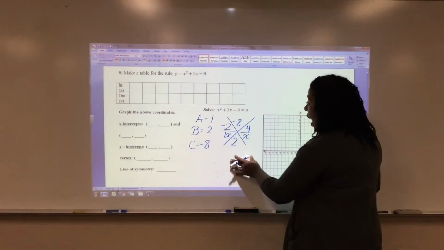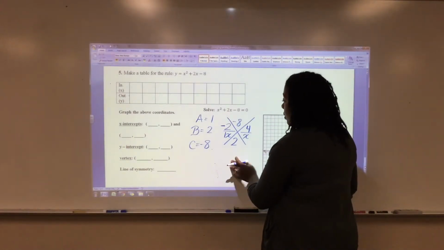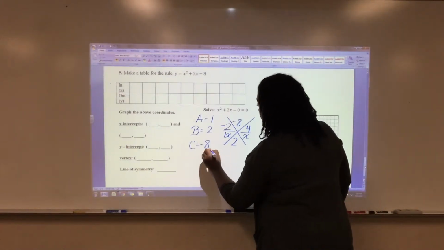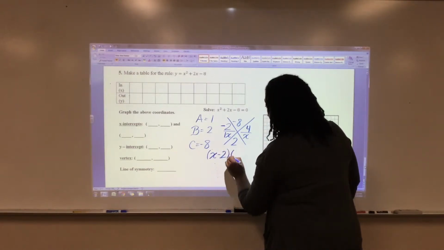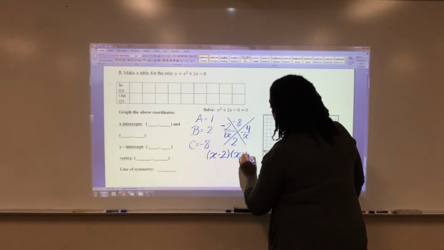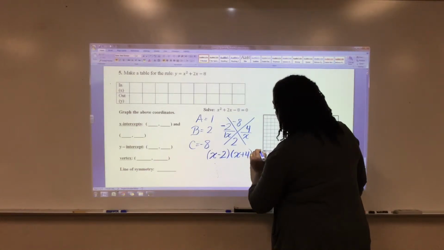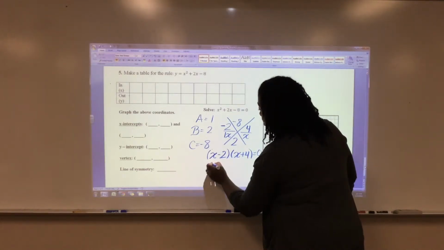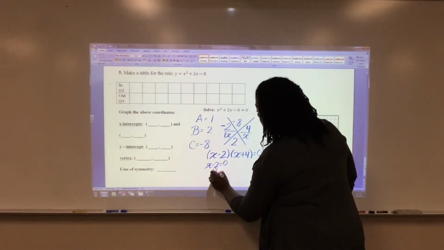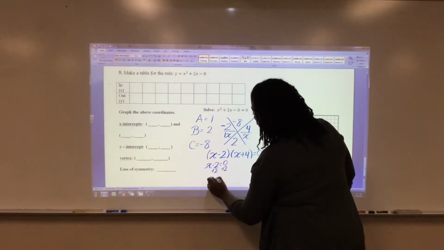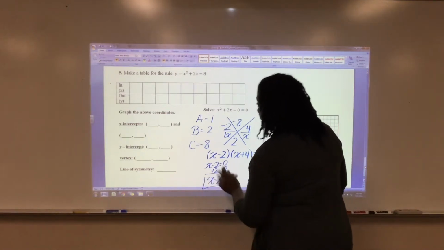So now that we've factored, we have to set them equal to 0. So our first factor would be x minus 2, and our second factor would be x plus 4, still equal to 0. We're going to set both of those terms equal to 0 and solve. So x minus 2 equals 0, add 2 to both sides, and I get the answer of x is equal to 2. So that's one of my answers.